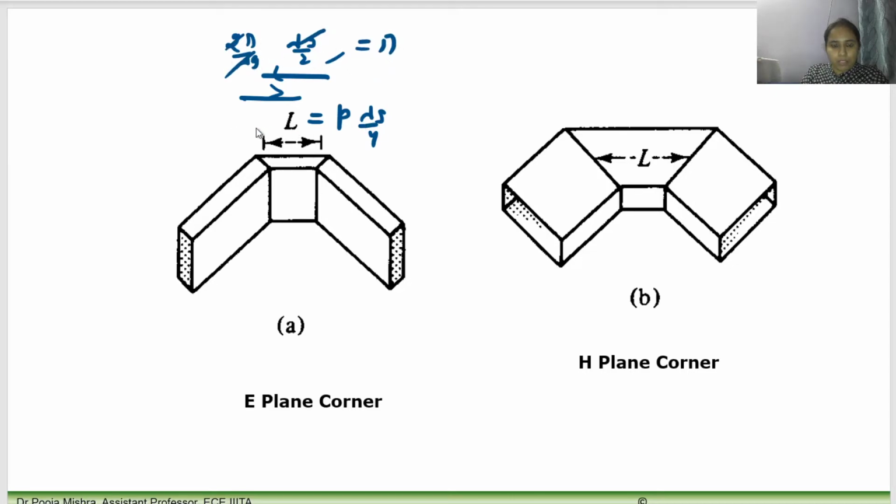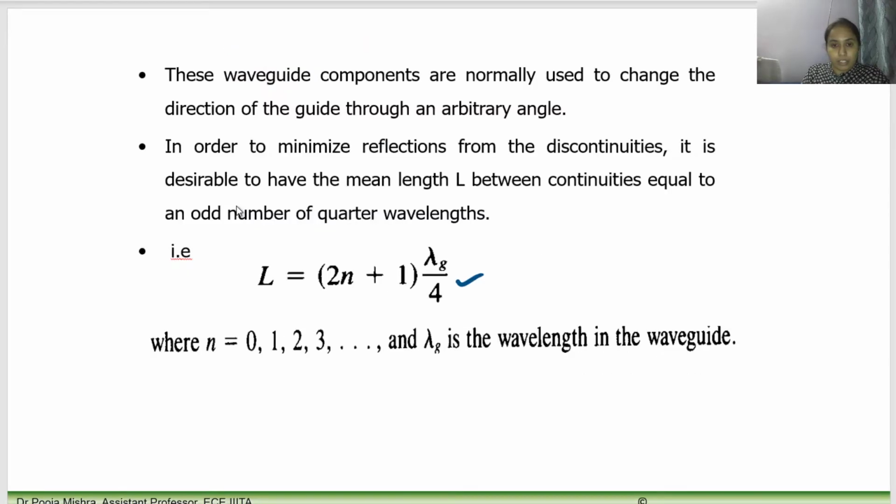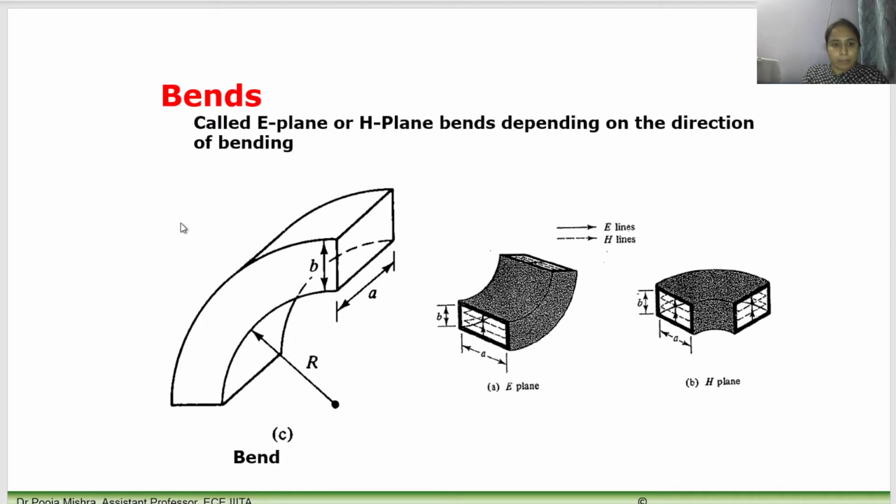So both the waves traveling in forward and reverse direction will cancel out each other. So there will not be any reflection from these particular corners, and they will change the direction of electric field. Now let's see bends. Bends are again of two types: E plane bend and H plane bend.